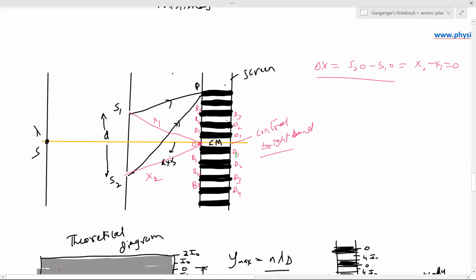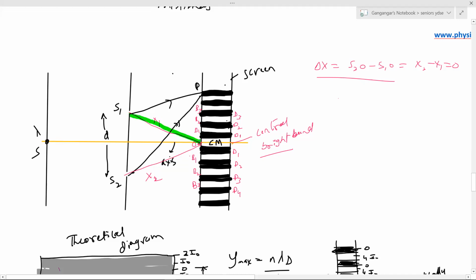Okay, now look at this. This will be the central maxima. I'm putting green color, highlighting it. Why will this be the central maxima? Because the rays emitted by slits S1 and S2 cover equal paths. What is the path difference of the rays arriving from S1 and S2 at this point? It will be 0.